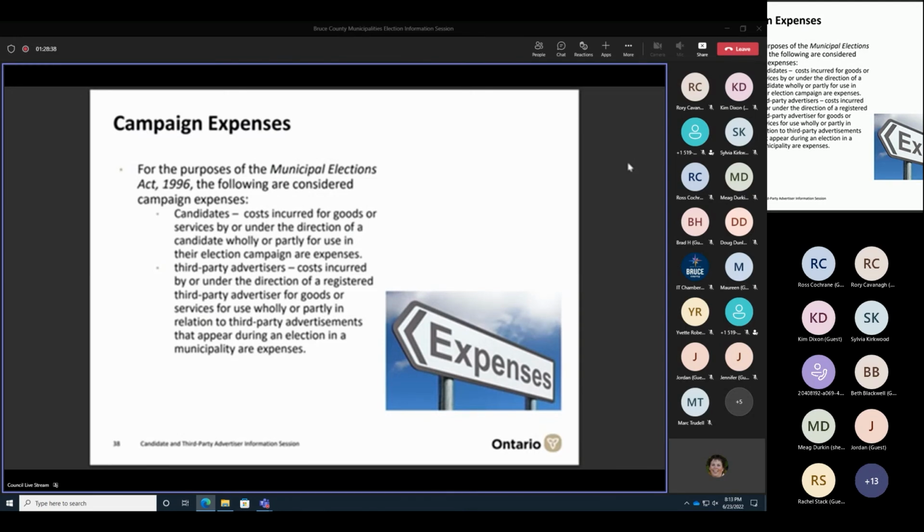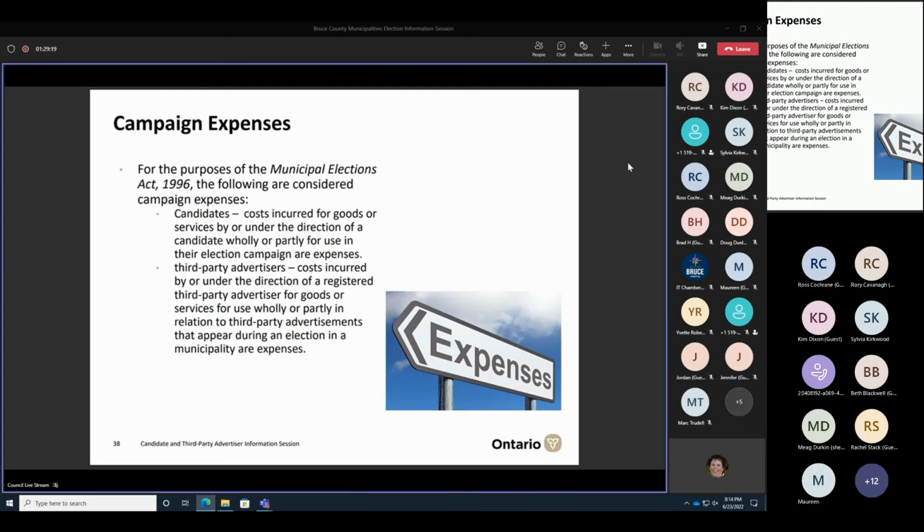For a candidate, expenses related to a recount or proceeding under Section 83. Expenses related to a compliance audit. Expenses that are incurred by a candidate with a disability or a registered third party who is an individual with a disability are directly related to the disability and would not have been incurred but for the election to which the expenses relate. The cost of election campaign advertisements within the meaning of Section 88.3 or third-party advertisements, as the case may be.